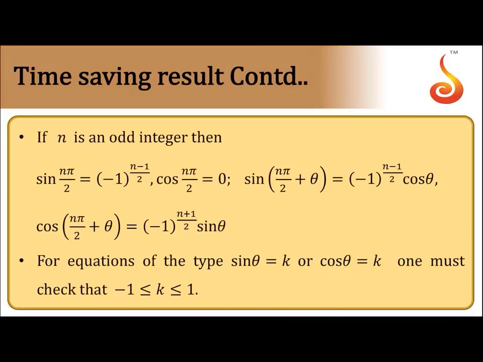Let's proceed. Some other very important results. For equations of the type sin x equals k, cos x equals k, one must check that the k value lies between minus 1 and plus 1, because the minimum value of sin and cos is minus 1 and the maximum is plus 1. Thank you.